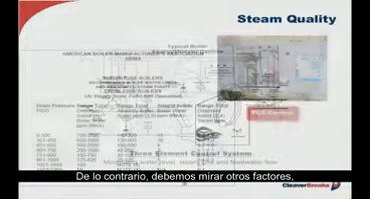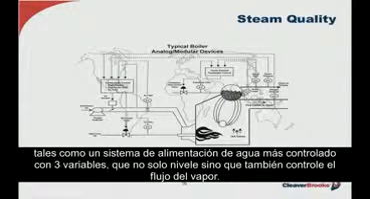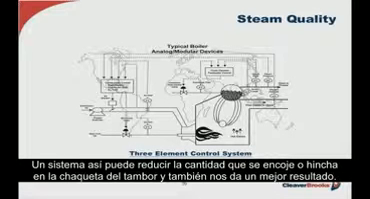And this may be just fine, but if it isn't, then we have to look at other supplemental means, such as a more precise feed water control scheme, incorporating 3 distinct process variables, including not only level, but steam flow and feed water flow. Now, a system like this will greatly reduce the amount of shrink or swell in the drum or shell and greatly reduce any carryover as a result.